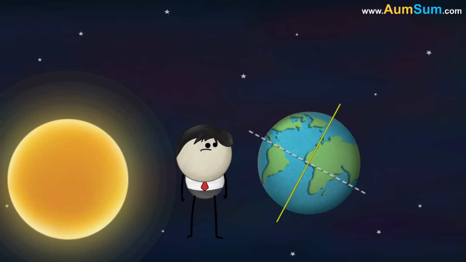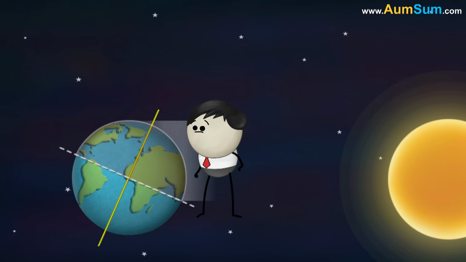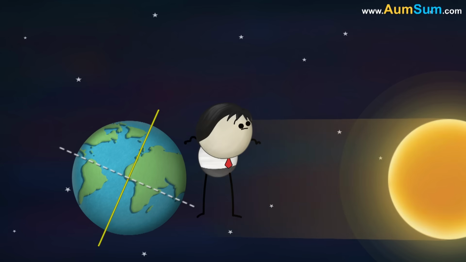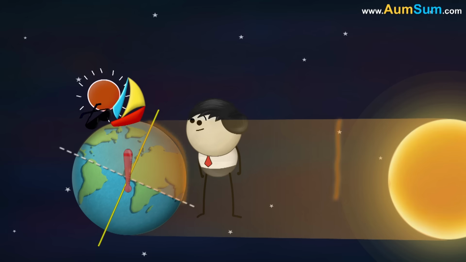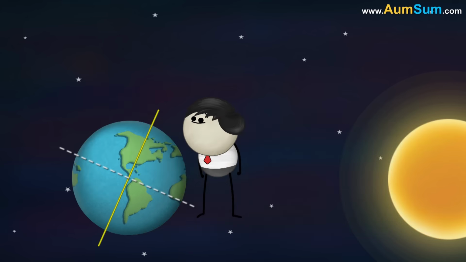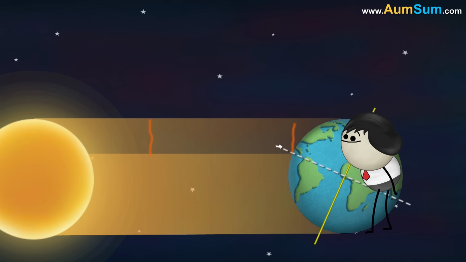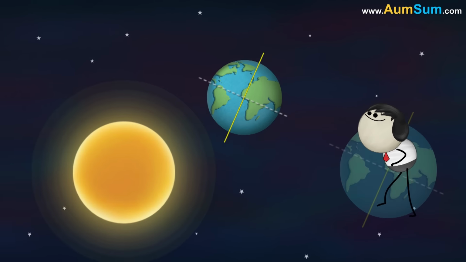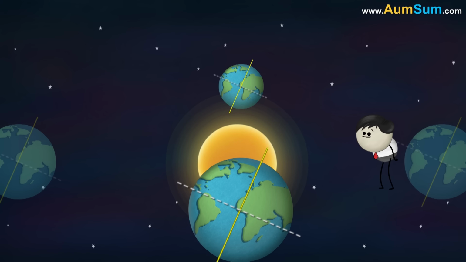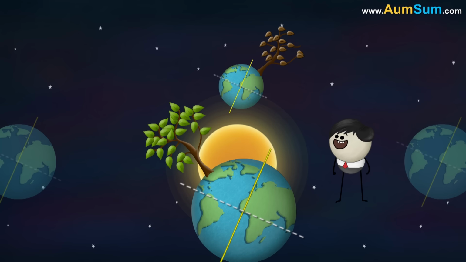All right, let us observe the northern hemisphere to learn more about seasons. When the northern hemisphere points towards the sun, rays directly strike the northern hemisphere. Thus, the temperatures are high, resulting in summer season in that region. However, when the northern hemisphere points away from the sun, rays fall slanting on it. Thus, the temperatures are low, resulting in winter season. But when the northern hemisphere is neither tilted towards nor away from the sun, the temperatures are moderate, resulting in spring and autumn season.